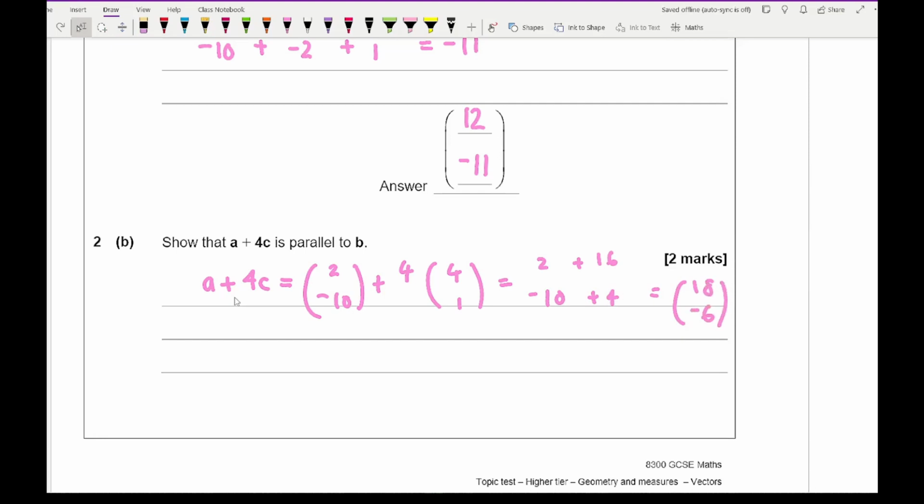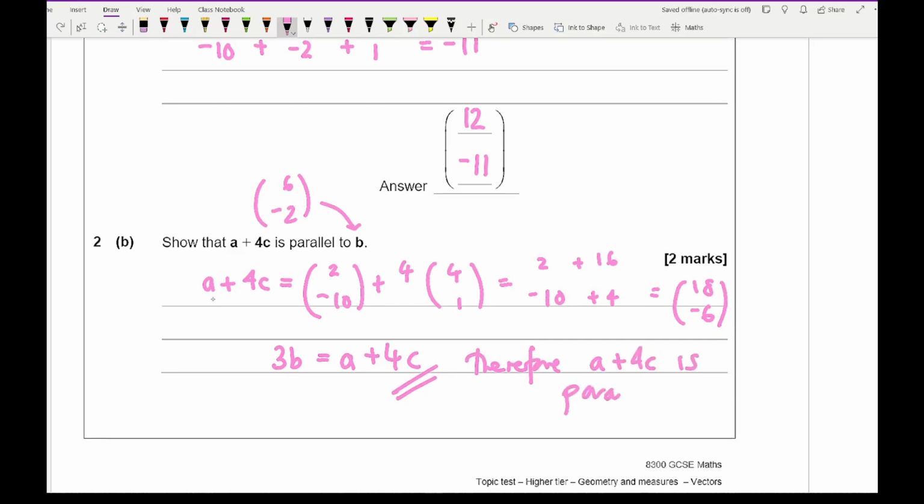Now if I compare that to B, so B was 6 minus 2, we can see that 3 lots of B is going to equal A plus 4C. Let me just make sure that does look like an A. So therefore, A plus 4C is parallel to B. To be fair, what you could also write is basically this, and that would be fine as well for the 2 marks.